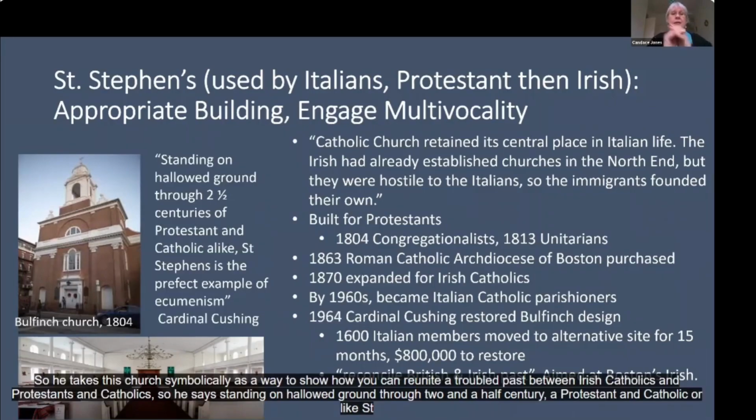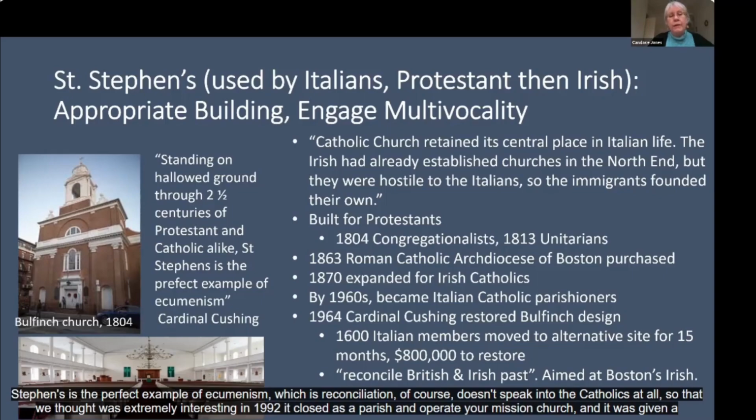So he takes this church symbolically as a way to show how you can reunite a troubled past between Irish Catholics and Protestants. So he says, "Standing on hallowed ground through 2.5 centuries, a Protestant and Catholic alike, St. Stephen's is the perfect example of ecumenism," which is a reconciliation. Of course, this isn't speaking to the Catholics at all. So that we thought was extremely interesting.